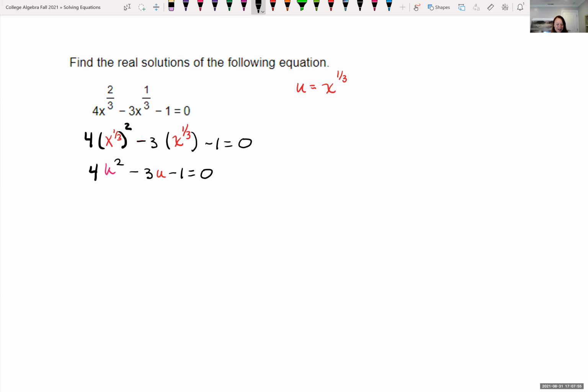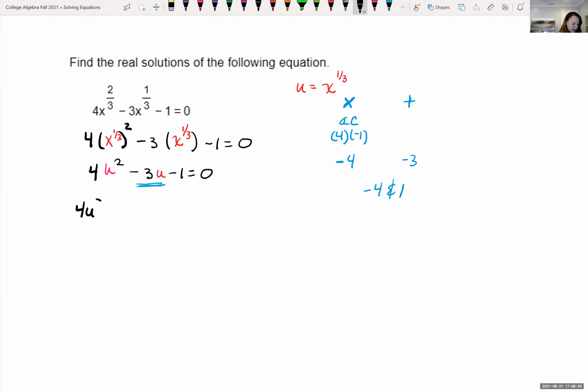So unfortunately, this is my coefficient a, the number in front of the square is not 1, so I'm going to use my AC method. My a value in this quadratic is 4, my c is negative 1. I'm thinking to myself, is there anything that multiplies to give me AC, which is negative 4, and adds to give me my middle term of negative 3? And there are two numbers that multiply to negative 4 and add to negative 3. That would be negative 4 and 1. So I'm going to rewrite this negative 3u using those two numbers as coefficients in front of u.